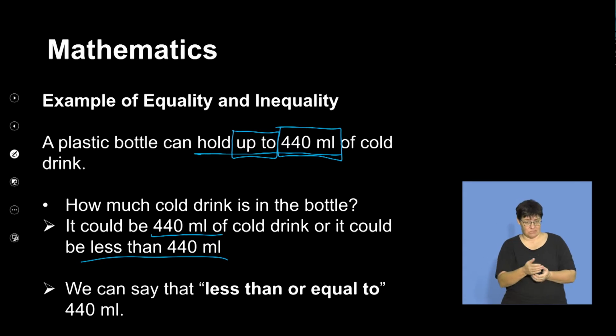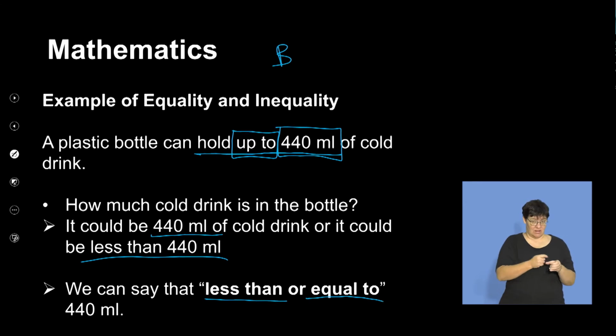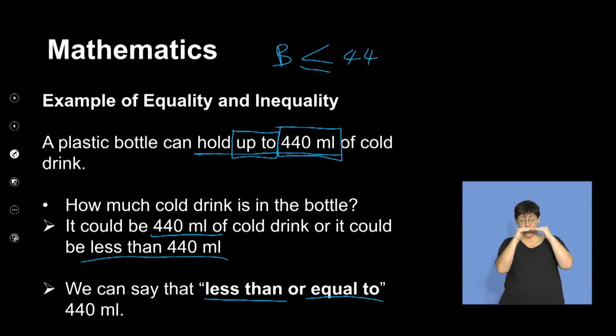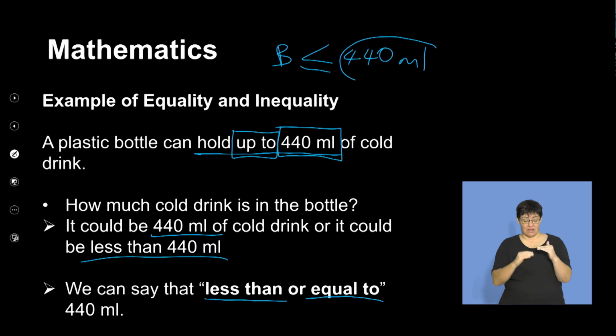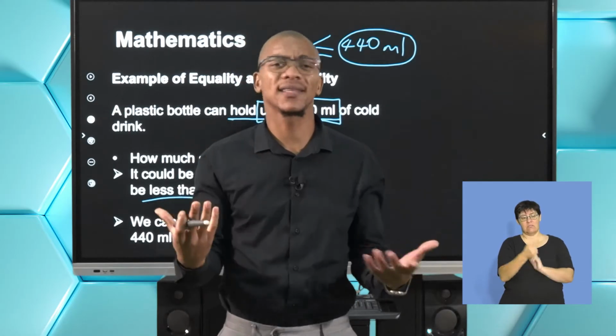Now, we say this mathematically, we say that it is less than or equal to. So what I will then say, I will use B for the bottle, and I will say B is less than or equal to 440 mil. So the bottle can hold either the 440 or anything less than the 440. So that's just a typical example of how you can then think about this.